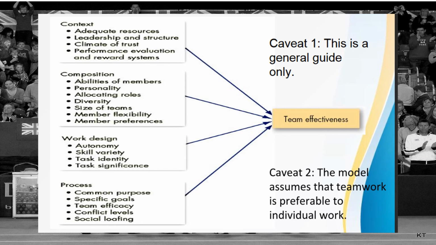Do you have the right leadership and structure? Do you have a good project manager that is able to adapt and be flexible and able to show different types of leadership styles? Autocratic, democratic, participative, laissez-faire, transformational. What type of leader do you have? You need that type of leader with the right attitude to be able to be flexible. Climate of trust. Is there a climate of trust that you all trust each other to get done what you need to get done? Performance evaluation reward systems.